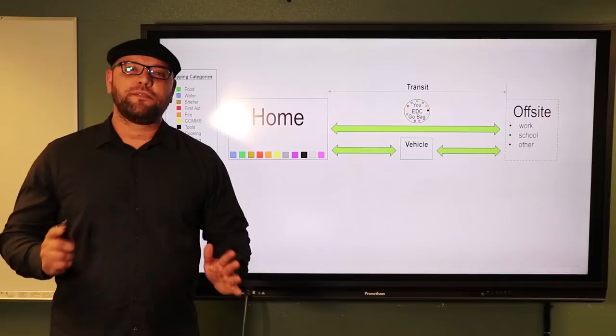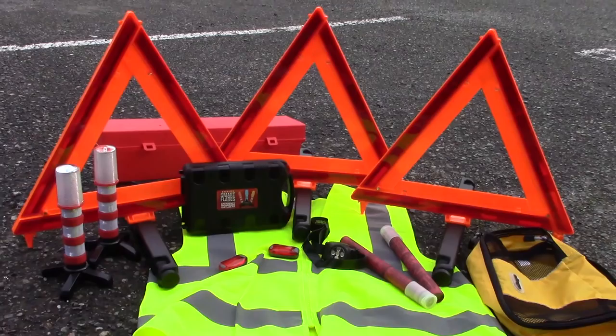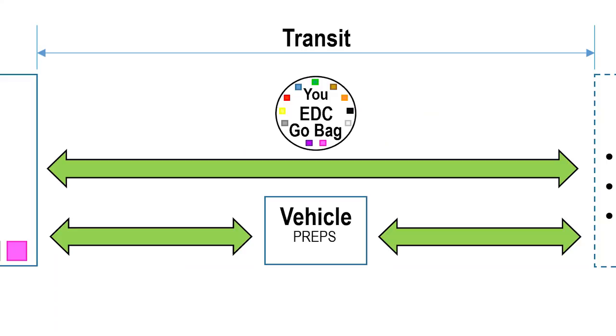So if you have a vehicle that you're using as part of your transit from going home to work or home to school, it's also a good idea to have some prepping items in your vehicle. So you're also going to want to start having some vehicle preps. I have a playlist that has all of my items for vehicle preps, or preps that are stored in my vehicle. And just like with my EDC go bag and with my home preps, I also have my vehicle preps color coordinated and modularized into the various prepping categories that we talked about earlier.